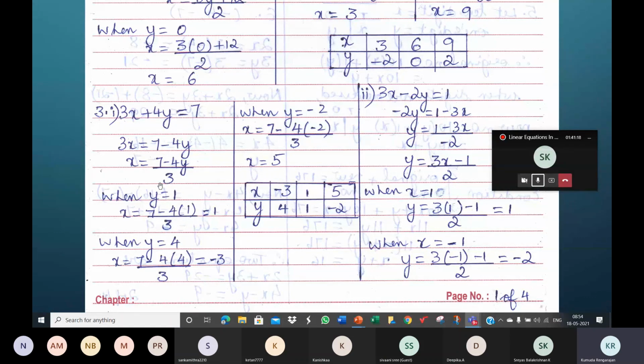Now, when the denominator here is 2 or 5, it's convenient. Meaning the answers you get, you will be able to plot. Even when the denominator is 2, 4, or 5, the corresponding values of x you get, you will be able to plot those points. They won't be non-terminating decimals. There will be a terminating decimal.